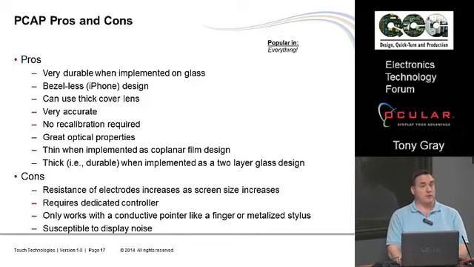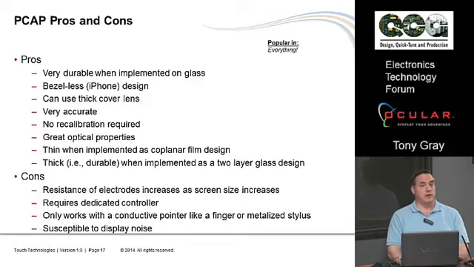It has great optical properties, again, especially if you implement it on glass. There's no microcrossovers involved, so it's very clear. It can be thin if you implement it as a coplanar design, which is, again, typically done on film, but it can also be done on glass. Or if you want to go the opposite direction, you can have it be very thick and very durable.